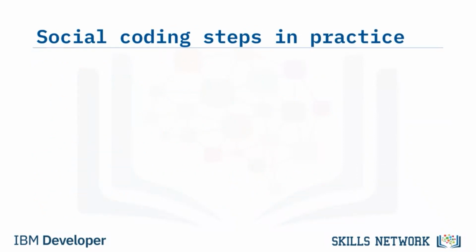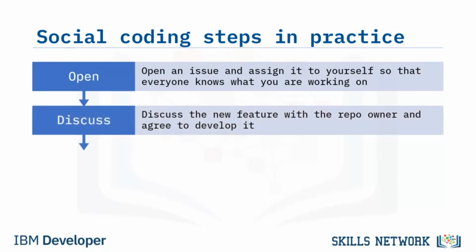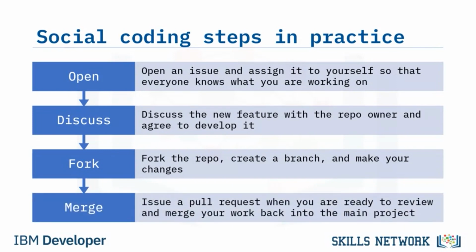This is how social coding works in practice. You open a GitHub issue and assign it to yourself so that everyone knows you're working on it. You discuss the new feature with the repo owner and you agree to develop it for them. This allows you to leverage everything that they've done and add the feature that you need. Then you fork the repo, create a branch, and make your changes. When you're all done and you have something to contribute, you issue a pull request signaling that you are ready for a review, and the repo owner can decide whether to merge your code into the main project.